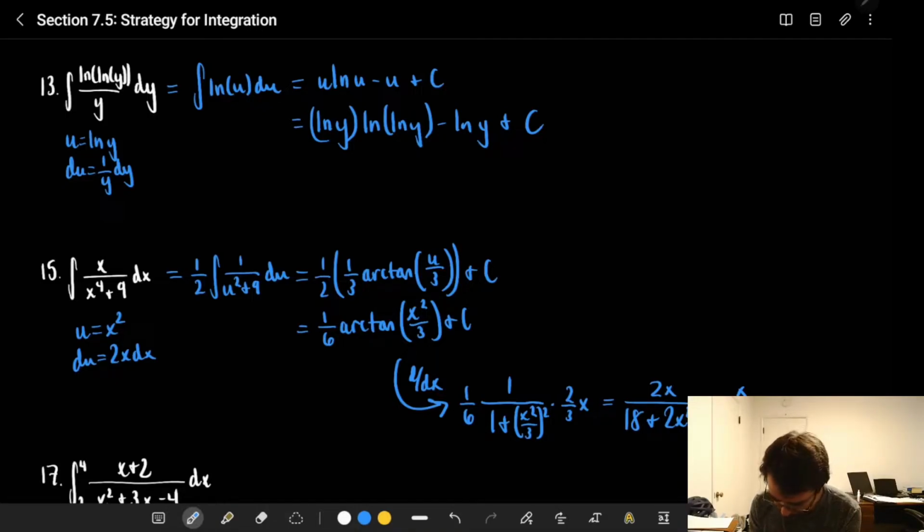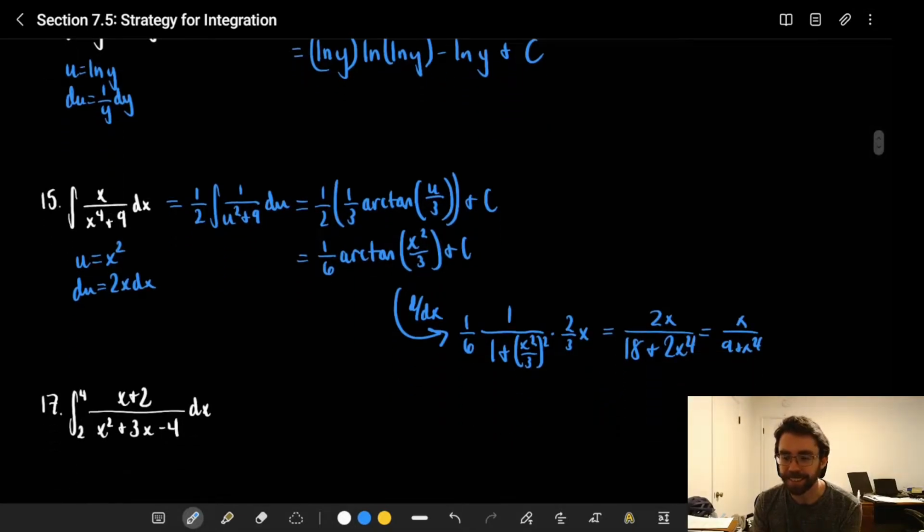Wait, does it work? That was x to the 4th, sorry. Cool. Still fine. Yep. Good. It works. Sorry. It was behind me. Apologies. Getting used to this new camera setup.